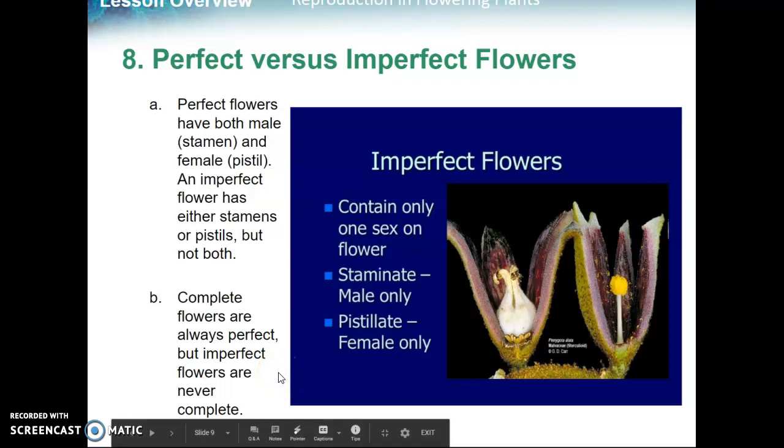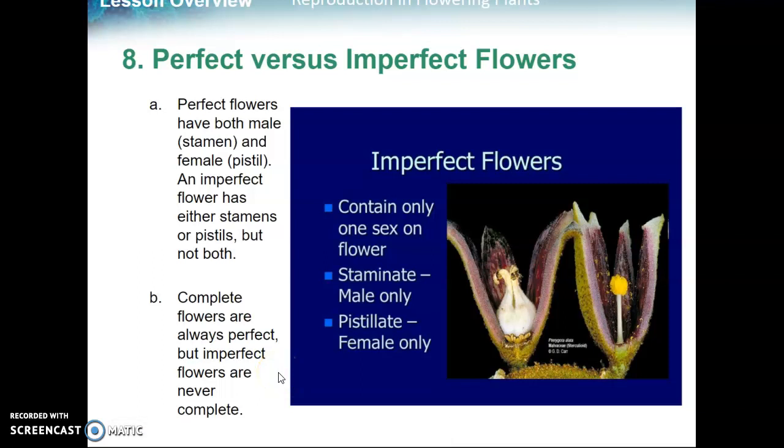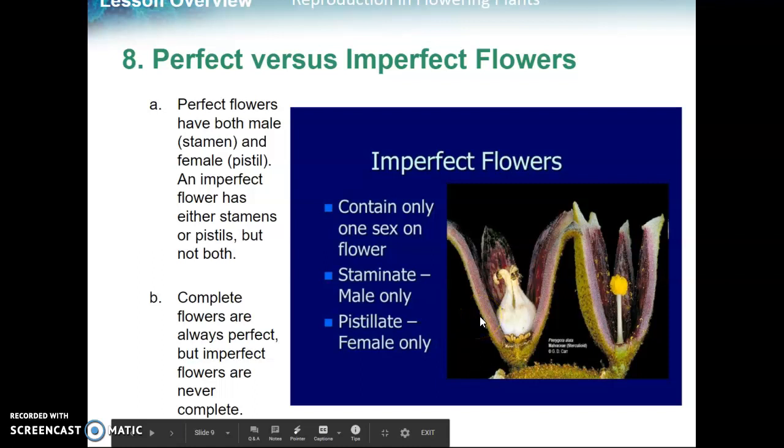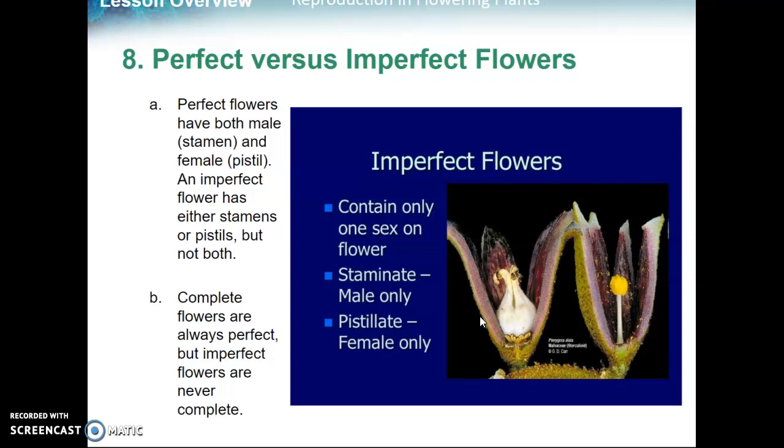And here's the last thing I'm going to say, and we're going to end on this. Complete flowers are always perfect. If you're a complete flower, you have all four pieces: a stamen, a pistil, the sepals, and the petals. Because you have all four pieces, you're complete, and because you have male and female parts, stamen and pistil, you're also perfect. So a complete flower is always perfect. But if you're missing either the pistil or the stamen, you are incomplete, because complete flowers have all four of those pieces.